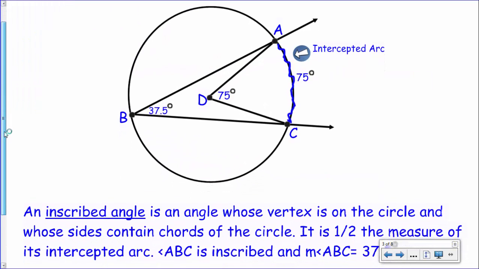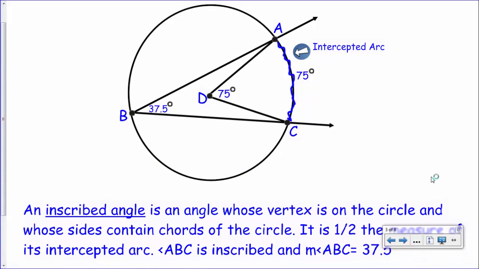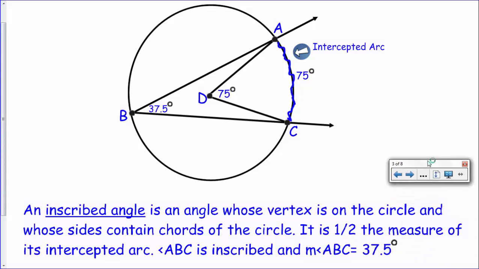Here's our definition. An inscribed angle is an angle whose vertex is on the circle, and the sides contain chords of the circle. Now, because we want it to look like an angle, we can extend the chord so it actually looks like an angle going through the circle. But the vertex, B right here, has to be on the circle to be inscribed. If it's at the center, remember it's called a central angle.